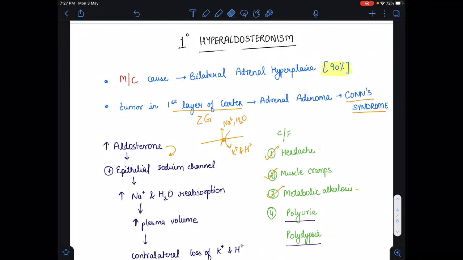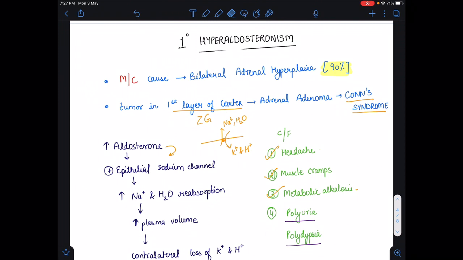If it is secondary, then the cause is something else, like cirrhosis, nephrotic syndrome, or congestive heart failure. Due to them there is an increased level of aldosterone, that's why we call it secondary hyperaldosteronism. But here the cause is in the gland itself, like maybe some kind of tumor or some hyperplasia, that's why the aldosterone level is increased, and we call it primary hyperaldosteronism.